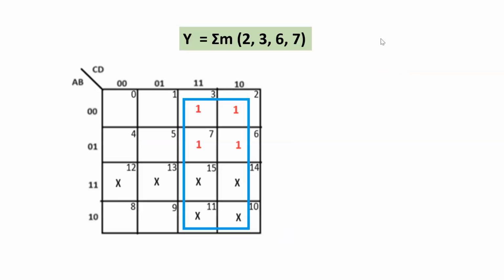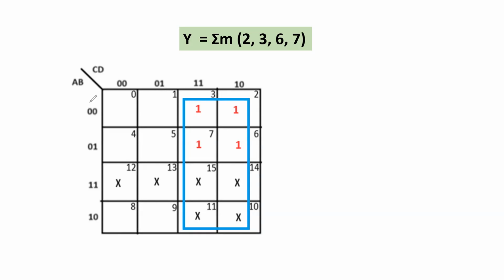The same way for Y, 2, 3, 6, 7. So first we should fill ones in the place of 2, 3, 6, and 7. These 4 ones are adjacent with these 4 don't cares. When we fold the K-map at this position, these 4 ones are overlapped with these 4 don't cares, so that it makes us one octet.